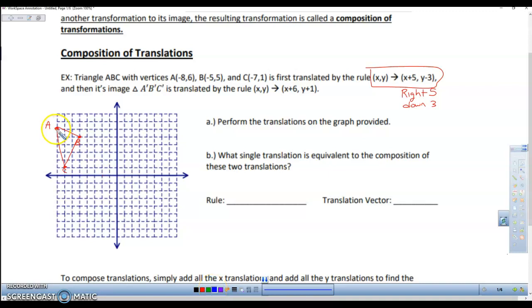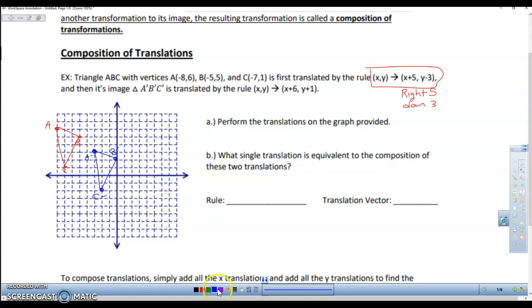So if I move everything to the right 5 and down 3, this would be A prime. If I move B right 5 and down 3, this is B prime. And then if I take C and move it right 5 and down 3, this is C prime. And then I'll connect the dots there again, and we have a triangle. Of course, this is a rigid transformation, so that image is congruent to the pre-image, even though my drawing is not the finest I've ever seen.